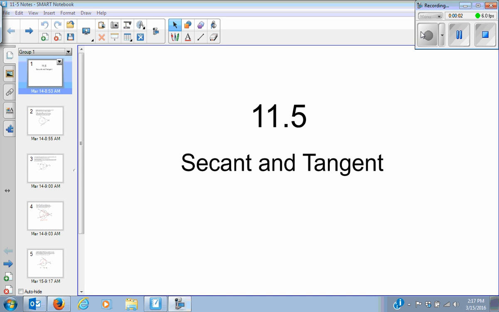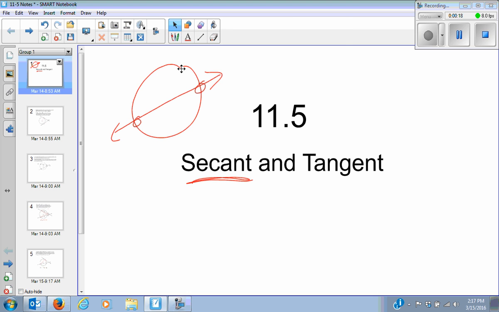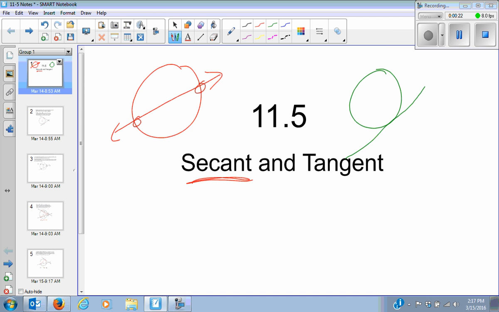So we studied all the other terms. Now 11.5, we're going to study secant and tangent, and those refer to lines. Remember, secant lines are lines that go through the circle twice, so they hit twice. So here it hits once, here it hits twice. That is a secant. Versus tangent is only going to touch it one time. It's just going to skim the outside, and there's only one point of intersection. So those are the differences between secant and tangent lines.